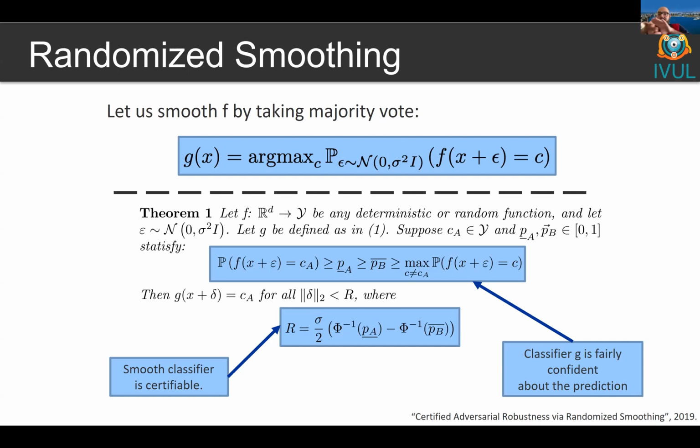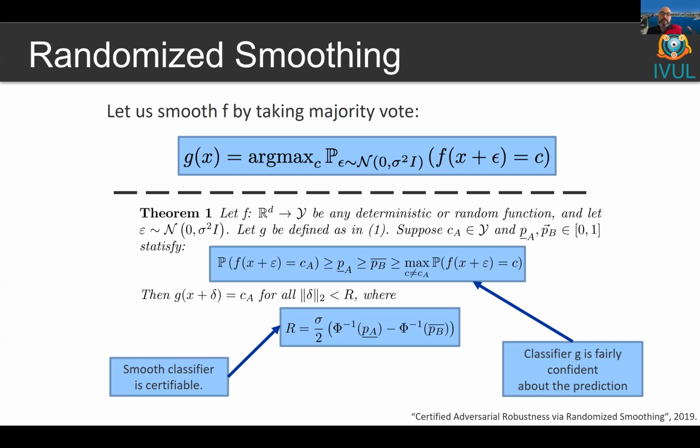If there's enough separation between the majority vote class and the next runner-up, i.e., we're trying to make p_A and p_B as far apart from each other as possible, then this function g, not f, but g, is stable or robust within a region of this radius in blue on the bottom. What does that mean? That means even if you add a perturbation delta, it will always produce the output c_A, no matter what that perturbation is, so long as it stays within the radius R. And that radius R is called the certification radius.